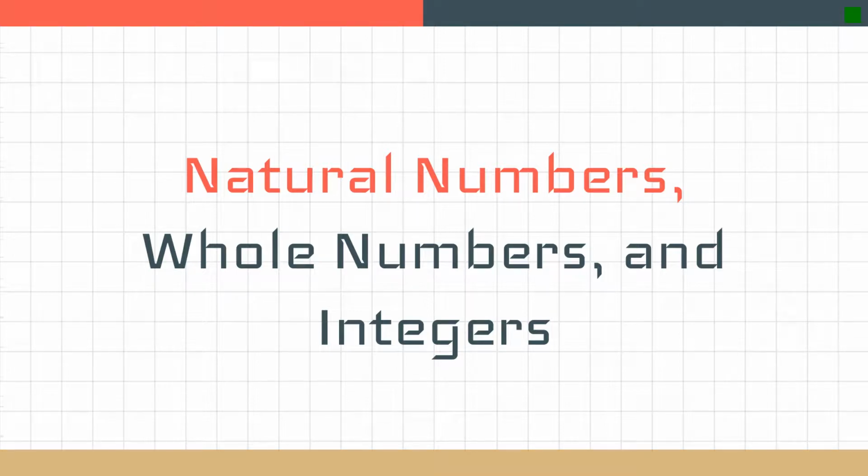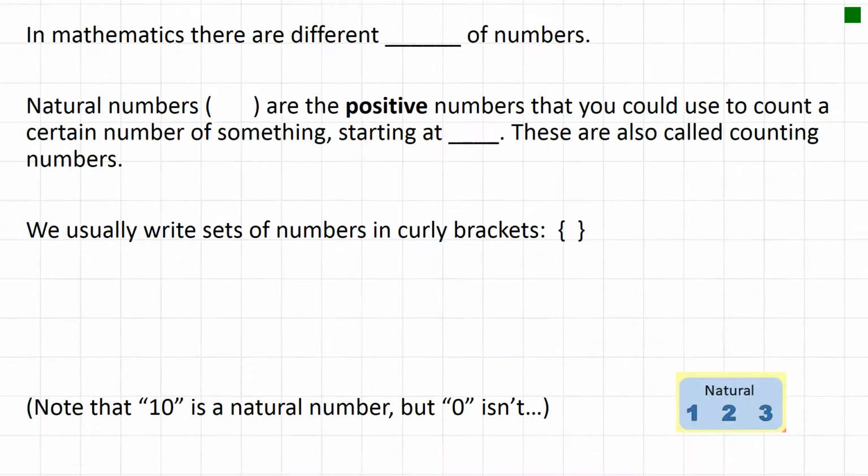We're going to start by talking about some of the different ways that we can categorize different numbers. In math, there are different sets of numbers. And we're going to start with the most basic set of numbers, which are the natural numbers, and we symbolize natural numbers with a capital N. These are positive numbers that you could use to count a certain number of things, starting at 1.